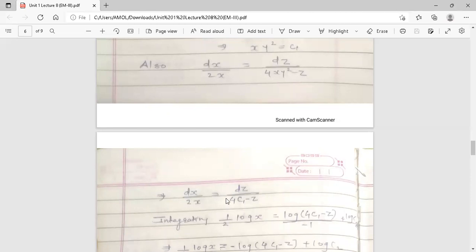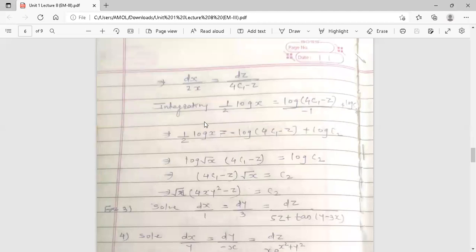The integration of 1 upon 4c1 minus z is log of 4c1 minus z upon minus 1, because the variable is z and the coefficient of z is minus 1, so write minus 1 in the denominator. Plus, all the terms are in log function, so you consider the arbitrary constant log of c2. So 1 by 2 log x is equal to minus log of 4c1 minus z plus log of c2. So it is log of root x, since 1 by 2 you write as a power of x, so x raised to 1 by 2 means root x.